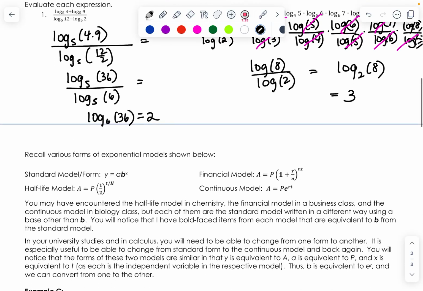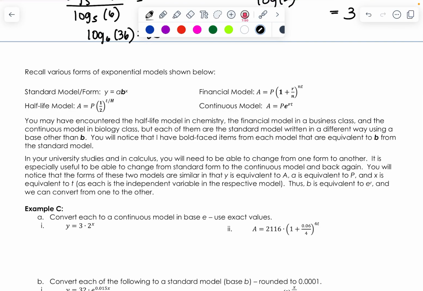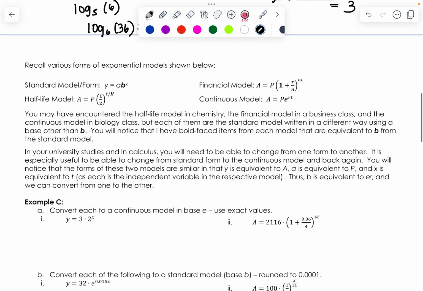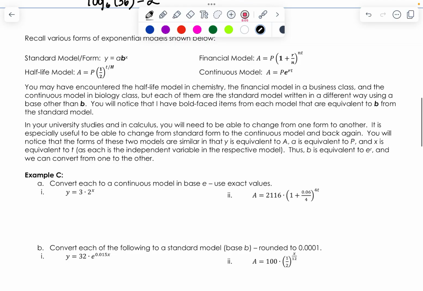Super cool. All right. Recall various forms of exponential models that are shown below. So we had the standard form, y equals a times b to the x. You have the financial model, the continuous model, and the half-life model. You may have encountered the half-life model in chemistry, the financial model in a business class, and the continuous model in biology. But each of them is the standard model written in a different way using a base other than b. You will notice I have boldfaced items in each model that are equivalent to b.